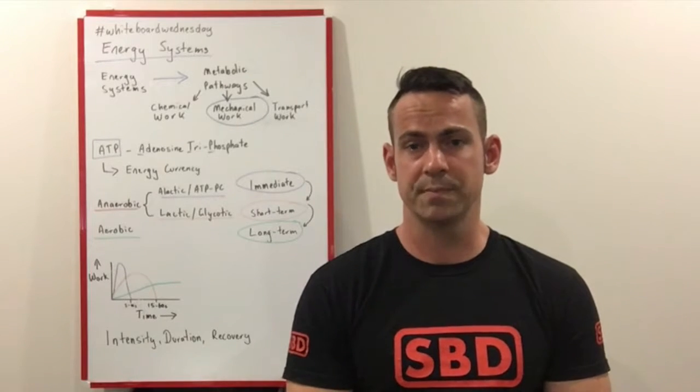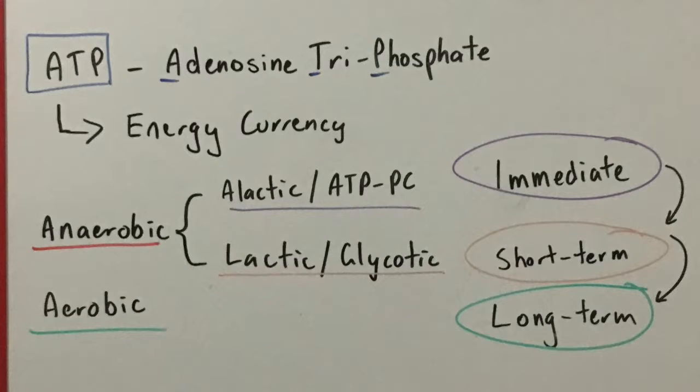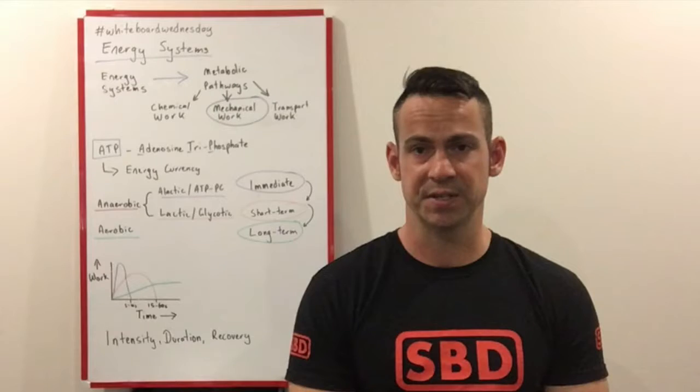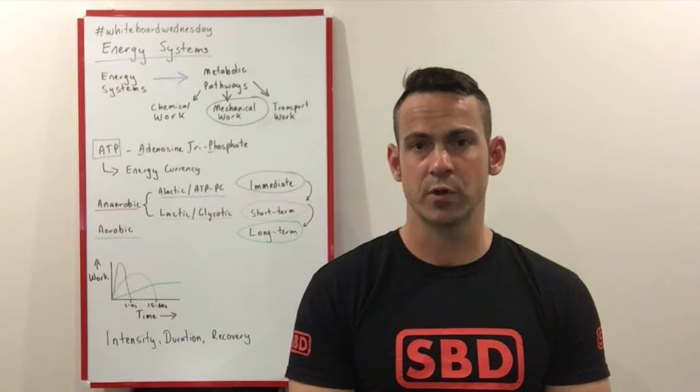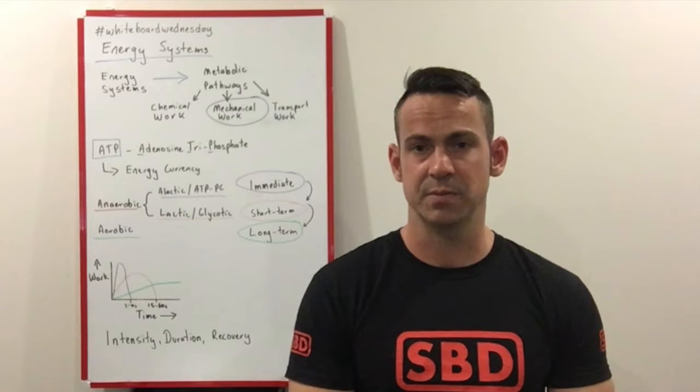There's two broad types of energy systems. Firstly, we have anaerobic systems, and lastly, we have aerobic. Now, the anaerobic system is further divided into two different types. We have what's known as the alactic or ATP-PC system, and this is the body's immediately available energy. It uses phosphocreatine to regenerate the ATP in the cells.